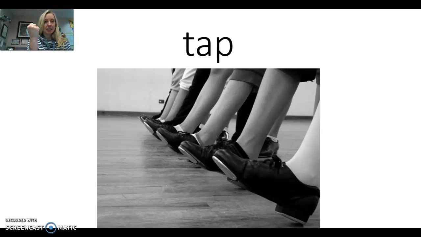Okay, this is the word tap. Let's make the sounds in tap. T, a, p. Make the sounds with me. T, a, p. There are 3 sounds. Now let's look at the word. T, a, p. So our a is in the middle again. Let's do it again. T, a, p.